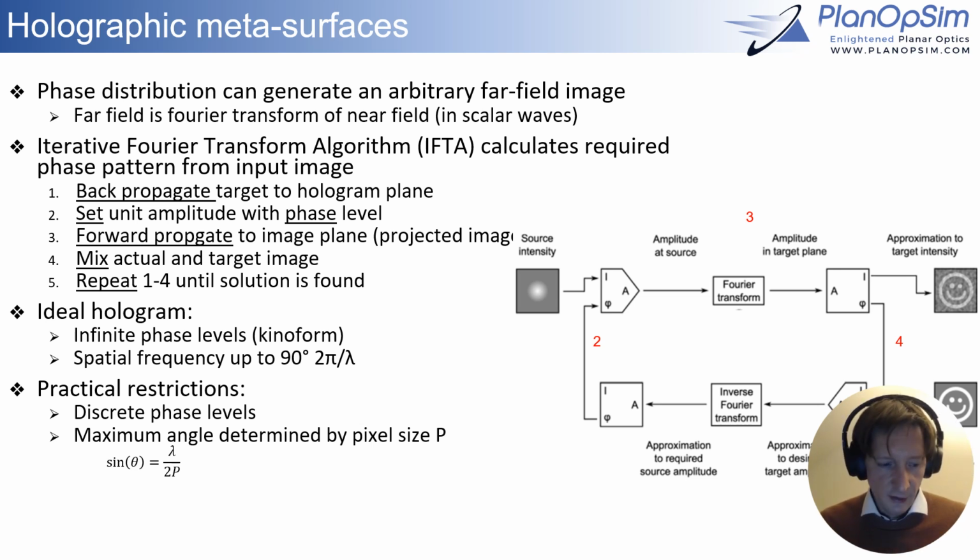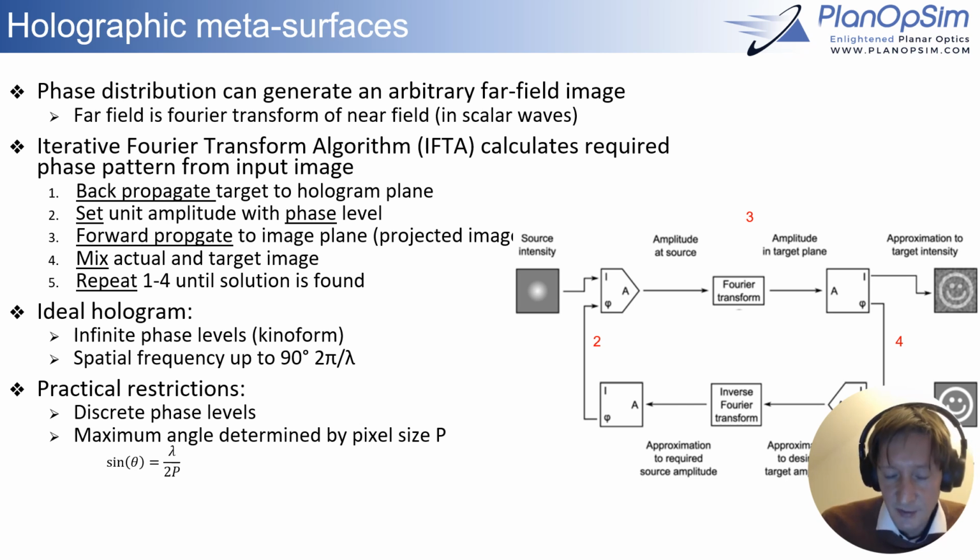To create a hologram in this way, there are two main requirements that we try to fulfill. The first one is we want to have a fine level of phase control, ideally a continuous phase control, also known as a kinoform. And we want to have a fine spatial resolution in the hologram plane, because the narrower the spatial resolution given by this Nyquist criterion that we saw before, the larger the opening angle of the images that we can create.